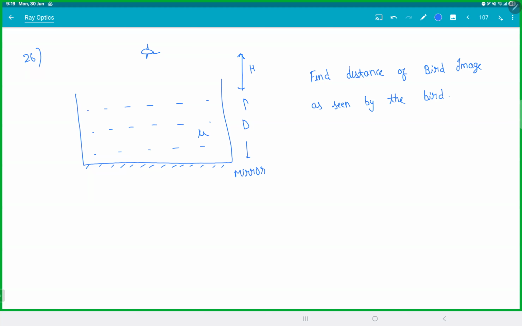Now, how will you do this? You can use a general method, or you can do what I taught you right now. Anything will work. So here, the bird image and the bird. So there's only one object. The bird's image is the object. The bird is the observer. Try. I'll give you 2 minutes. It's a good one.